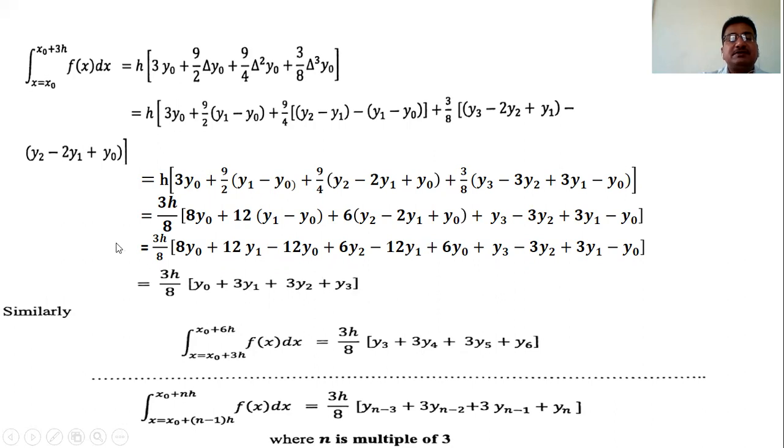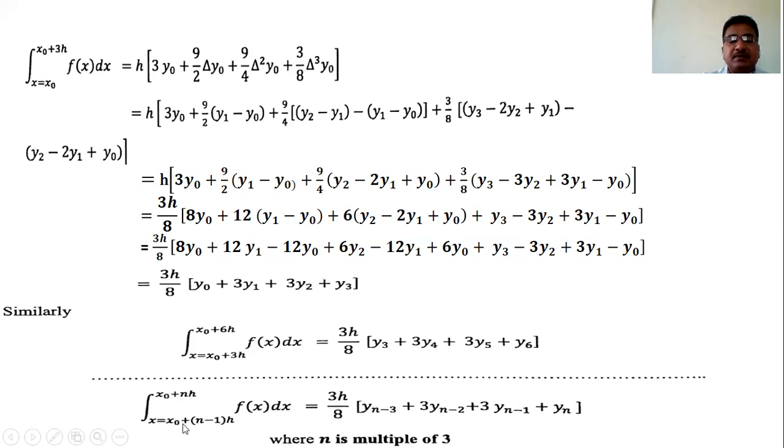So the first 3 intervals are these. Then the integral from x0 plus 3h to x0 plus 6h is what? 3h by 8, y3 plus 3y4 plus 3y5 plus y6. Similarly, if we take the next 3 intervals, x0 plus 6h to x0 plus 9h, the integral of fx dx is 3h by 8, y6 plus 3y7 plus 3y8 plus y9. Next 3 intervals, integration over the next 3 intervals. In this way, the integration over the last 3 intervals.